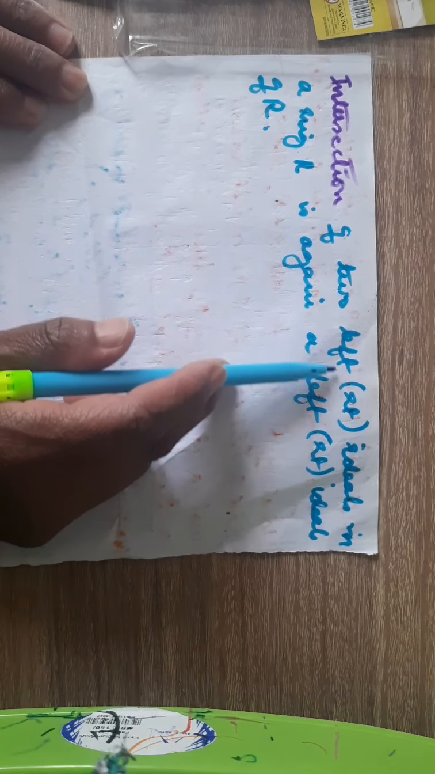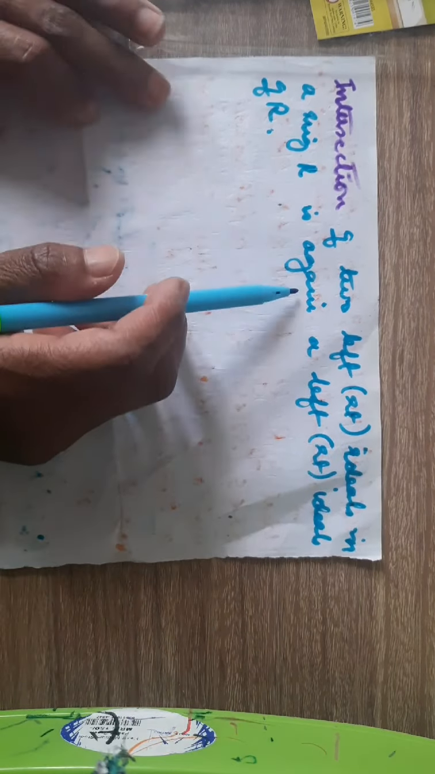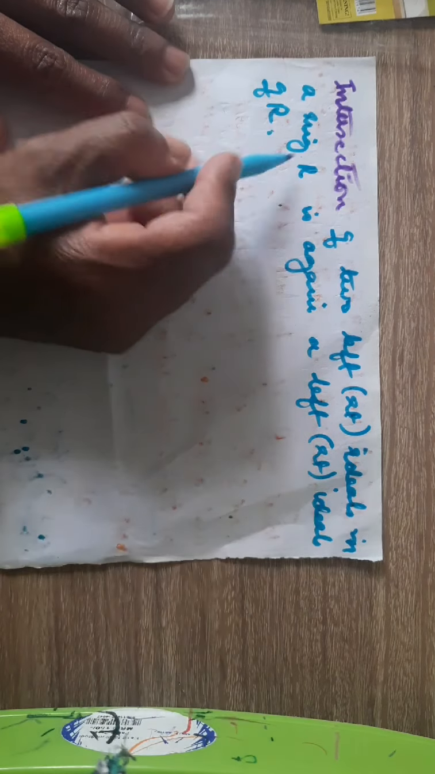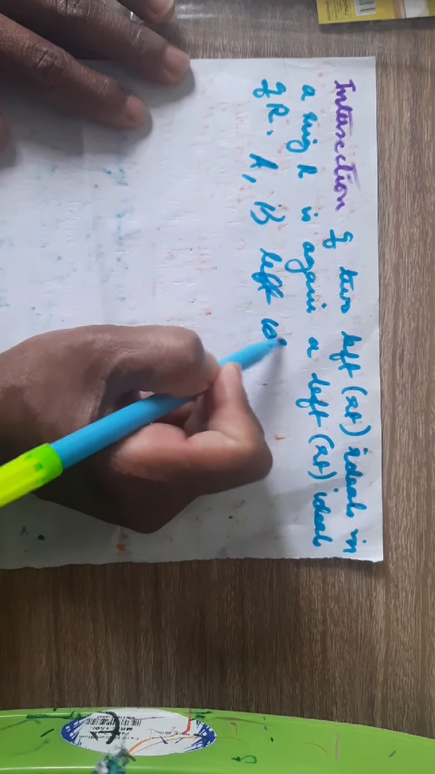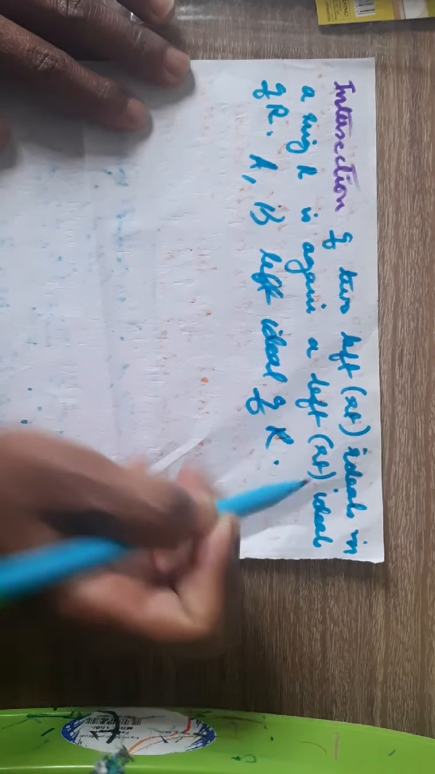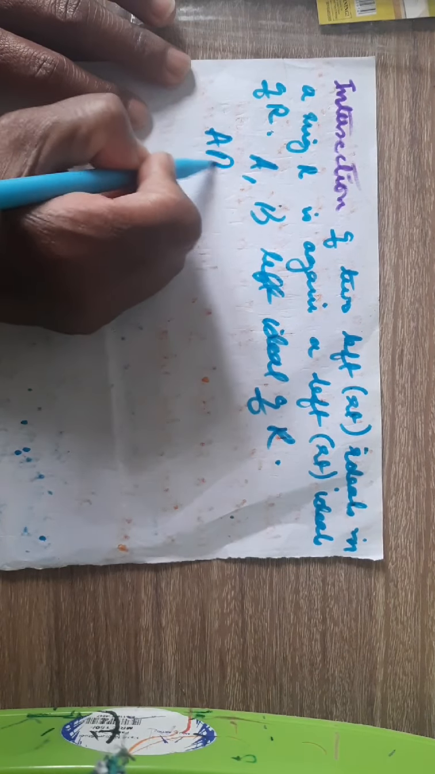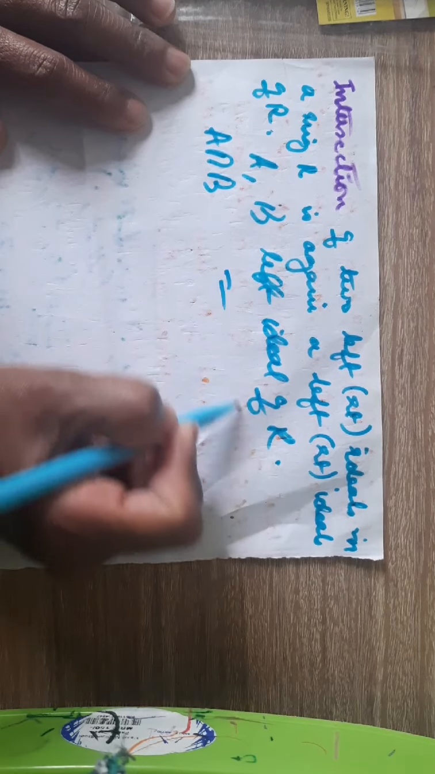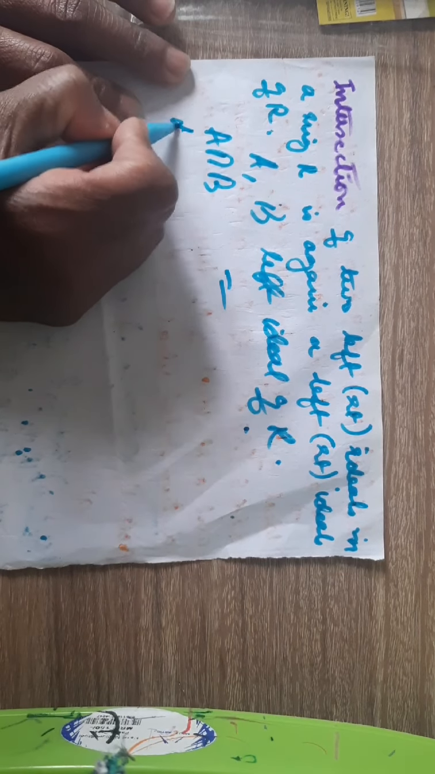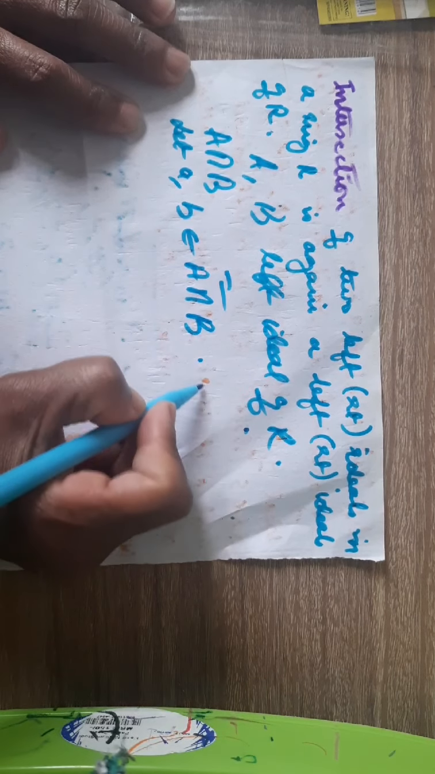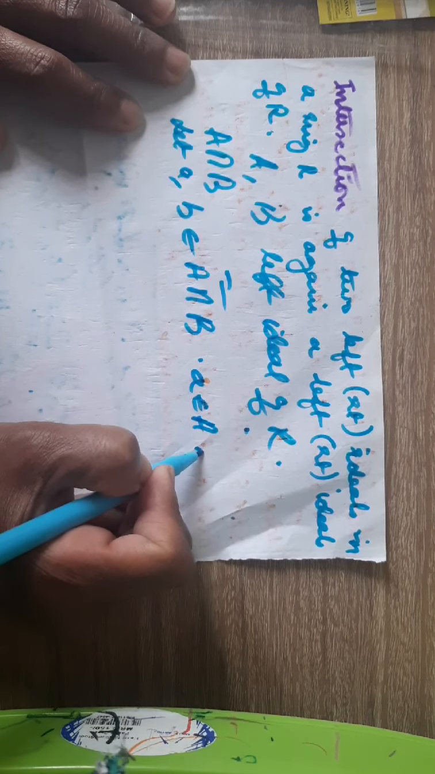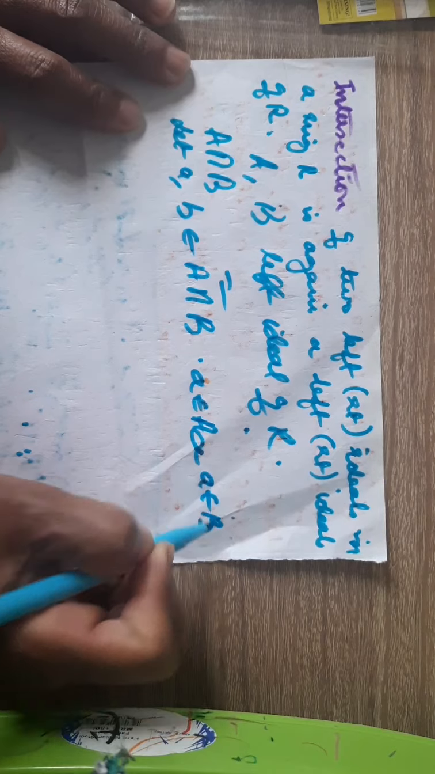Now, the intersection of two left or right ideals in a ring R is again a left or a right ideal. So, for example, if A and B are left ideals of R, then we need to show that A intersection B also is a left ideal of R. So, for this one, let a and b belong to A intersection B. So, a belongs to A and a also belongs to B.